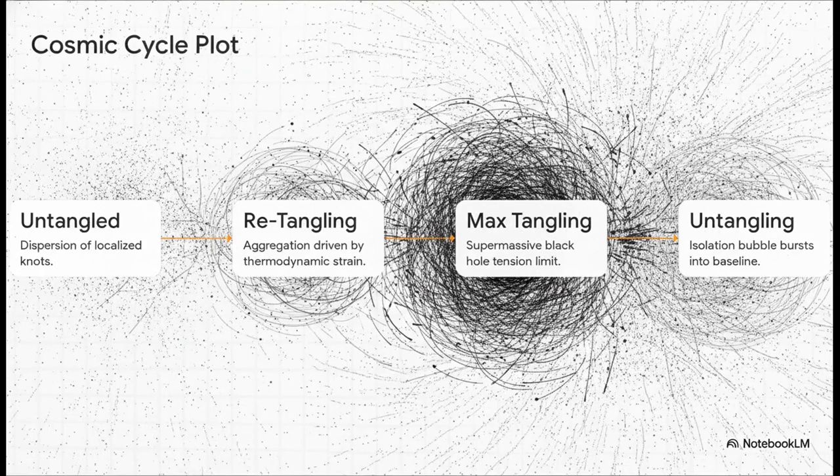And this thermodynamic engine naturally drives an eternal four-step breathing cycle called the cosmic frequency plot. First, you have the untangled state, where the universe is widely spread with discrete particles. Second is retangling, where gravity drives mass together to resolve that thermodynamic strain. Third is maximum tangling, where a supermassive black hole hits the absolute physical tension limit of the net, around 10 to the 59th power. And finally, the untangling trigger, where the black hole's isolation bubble literally bursts, seamlessly reintegrating its intensely packed medium right back into the baseline flow, repopulating the spread-out universe.